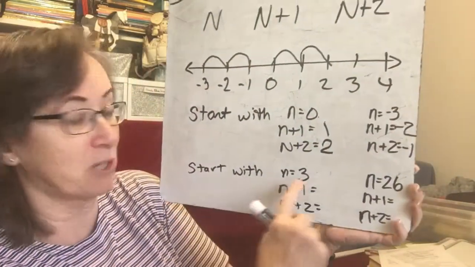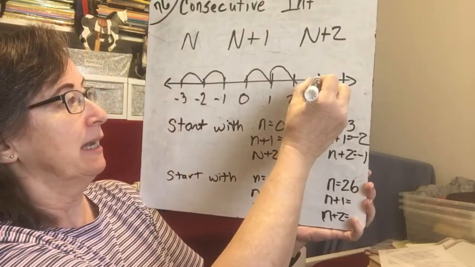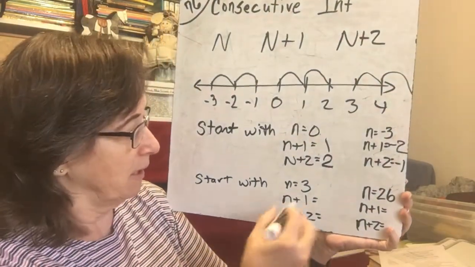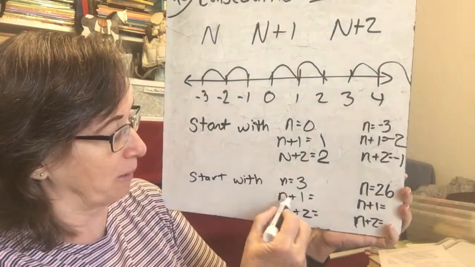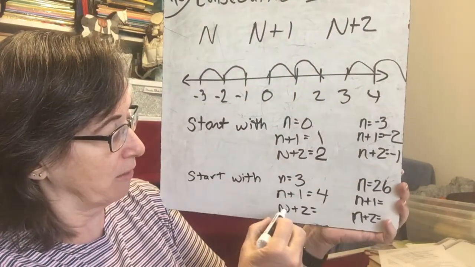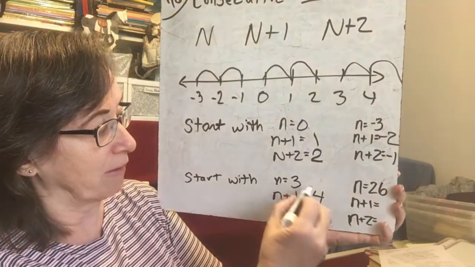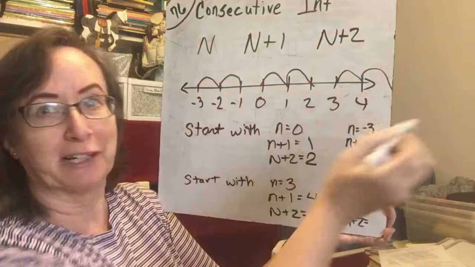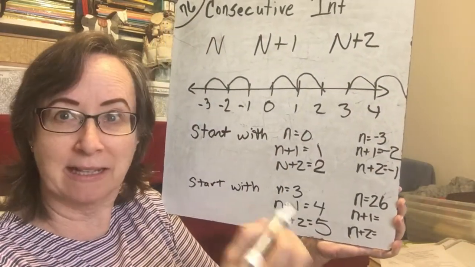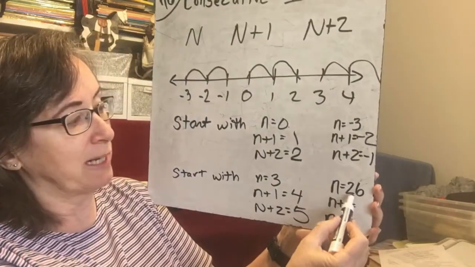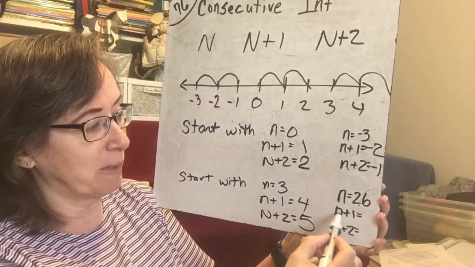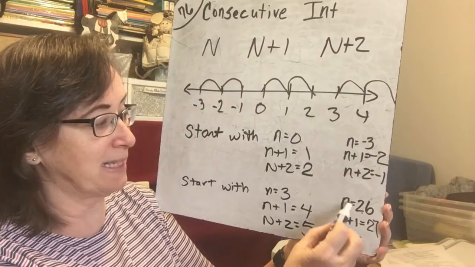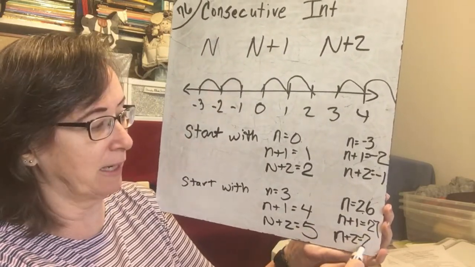Okay, so then we start with 3. And here's 3. So 3, 4, 5 is what we're looking for. So if n is 3, 3 plus 1 is 4, 3 plus 2 is 5: 3, 4, 5. If n is 26, way off our chart, then we want 26, 27, 28. 26 is n, so 26 plus 1 is 27, and 26 plus 2 is 28.